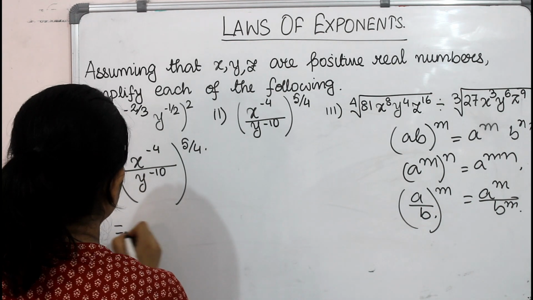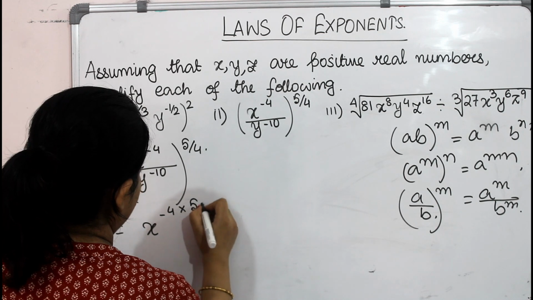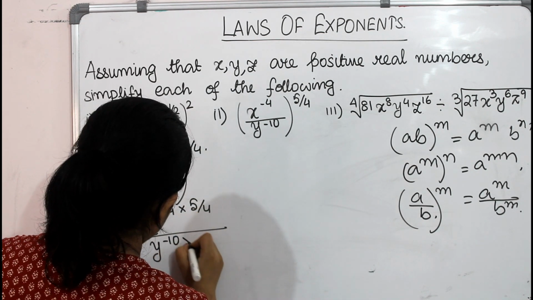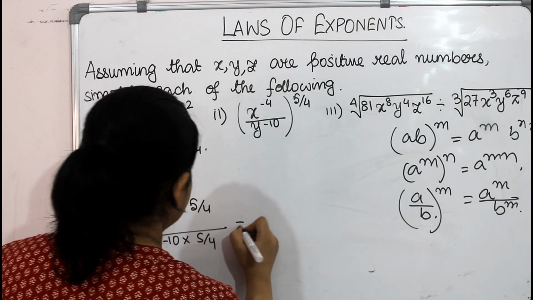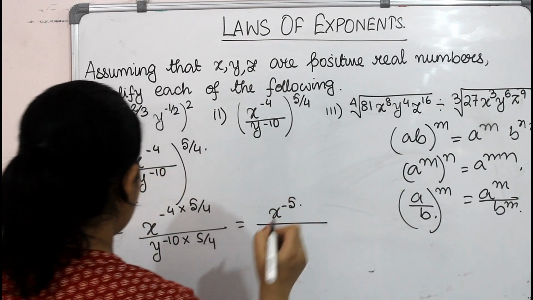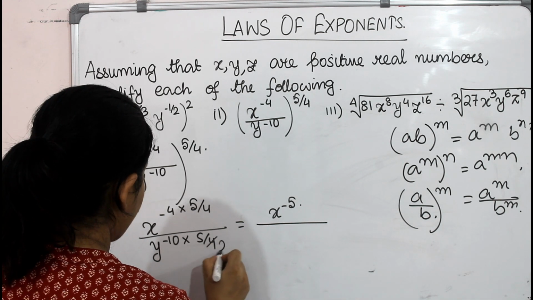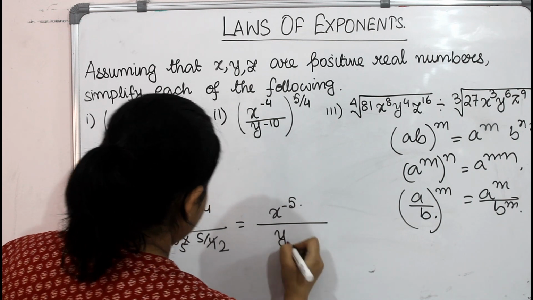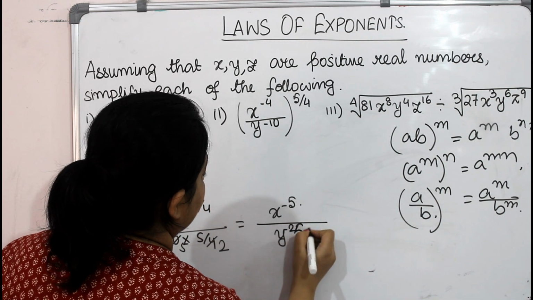So this we can write as x to the power of minus 4 into 5 by 4 divided by y to the power of minus 10 into 5 by 4. So this 4 gets cancelled, so you are left with x to the power of minus 5, and for y, 2 5s are 10, so this becomes y to the power of minus 25 by 2.